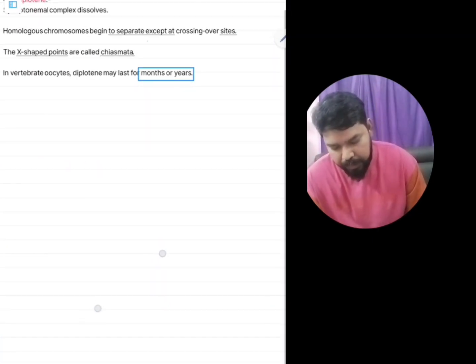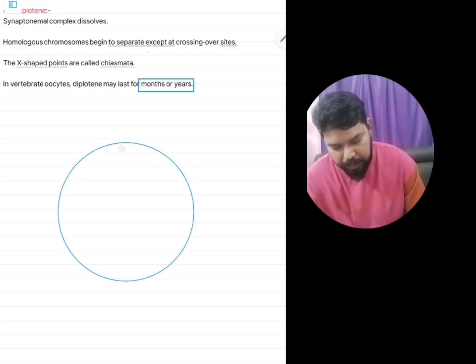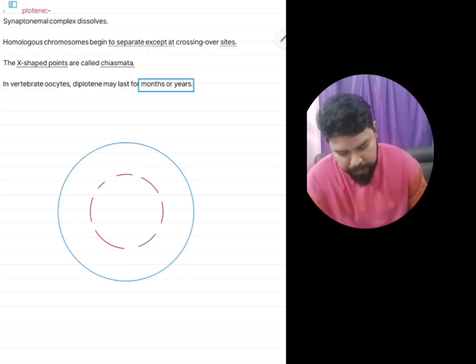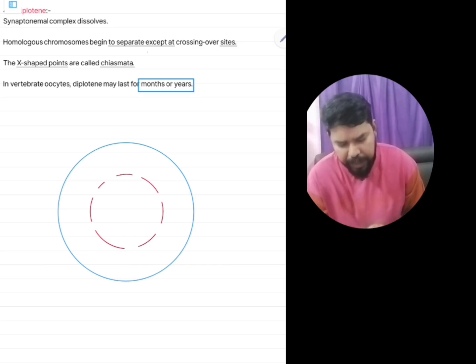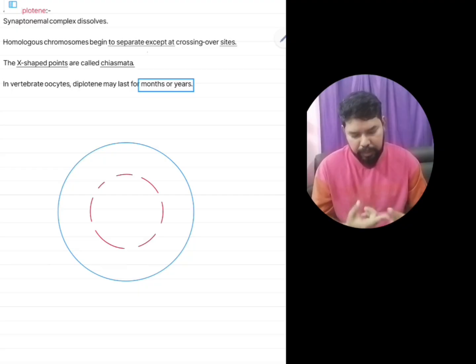Now in diplotene, let me draw the same cell in diplotene. Here I can show you that the nuclear membrane starts to disappear, and here the nuclear membrane starts to disappear. And what will happen as these disappear? Obviously, you will see one cross connection. That cross connection is called chiasmata.